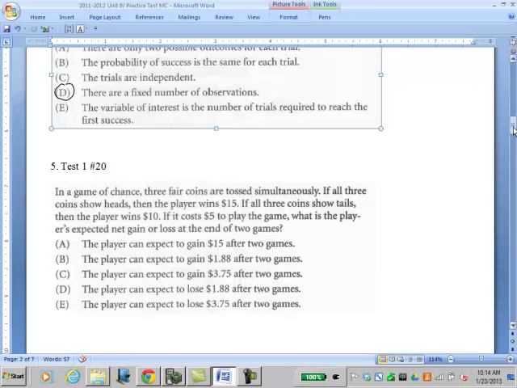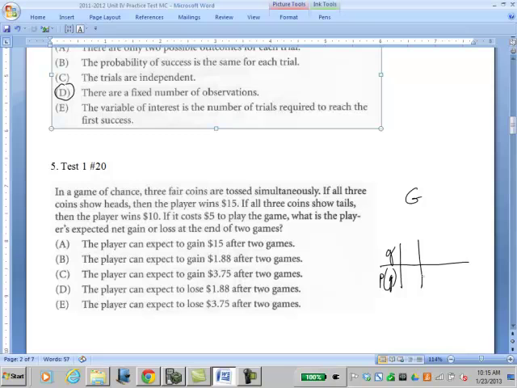Okay, you got a game of chance. Okay, 3 fair coins are tossed simultaneously. If all 3 coins show heads, then you win $15. If you get 3 tails, then you win 10. If it costs $5 to play the game, what's the expected net gain or loss after 2 games? Well, we got to figure it out for 1 game. All right, so we'll just call this G. Let's stick with G.